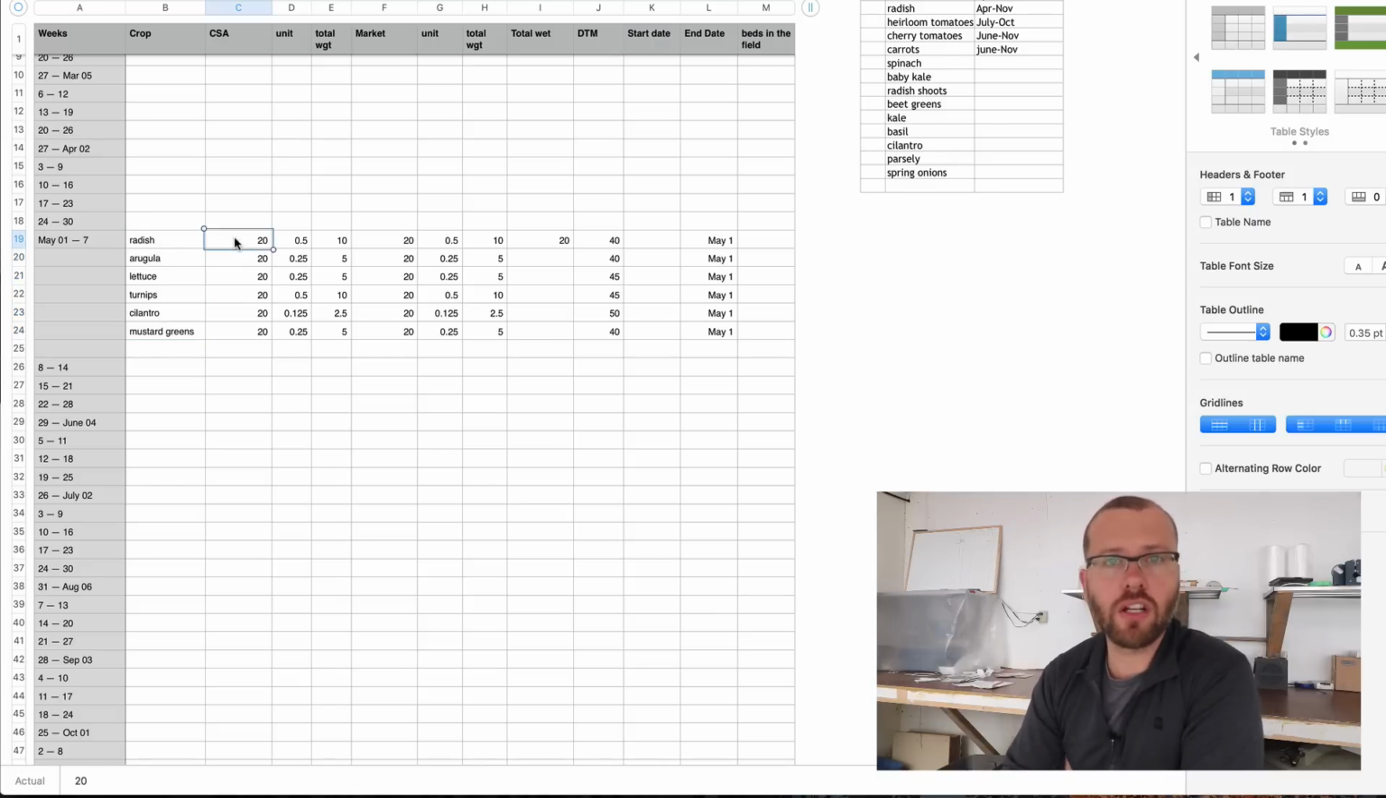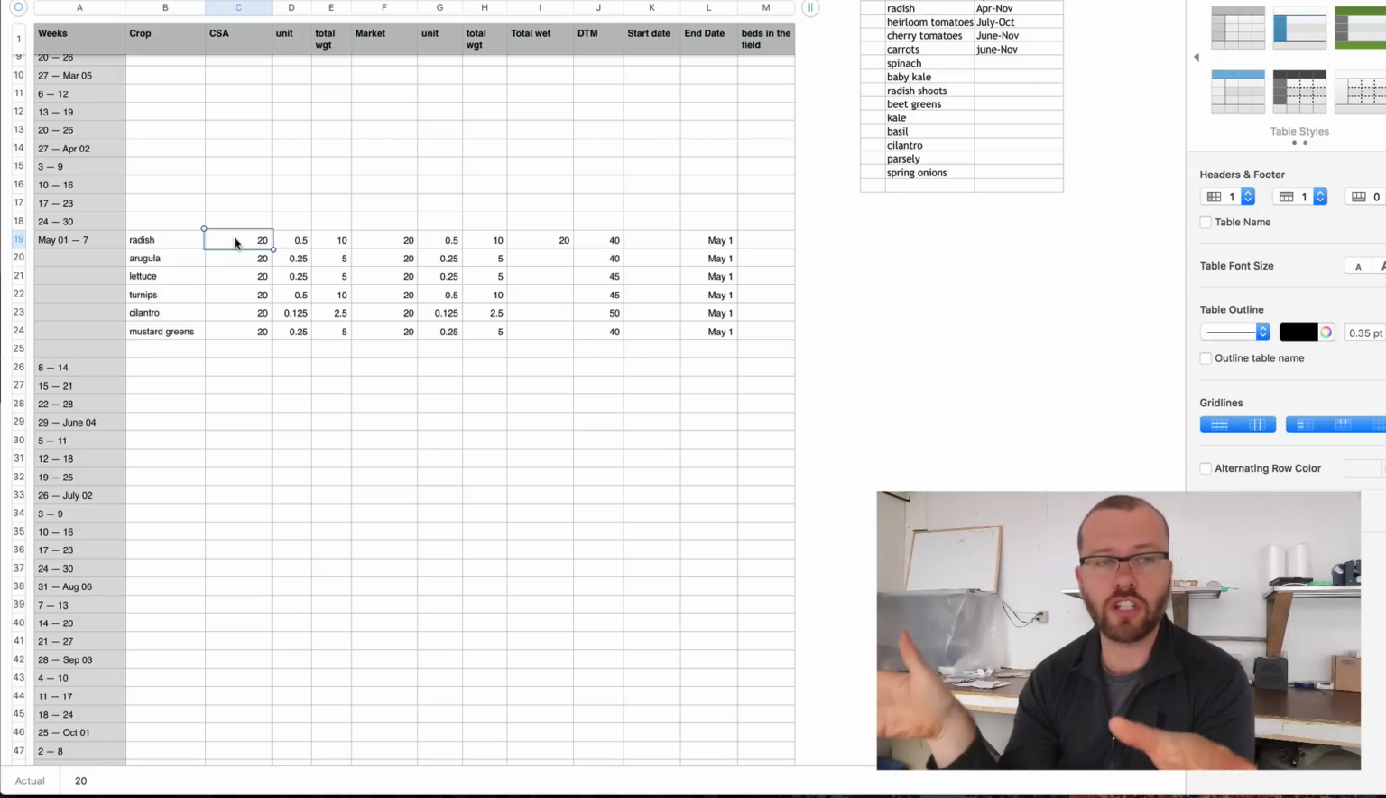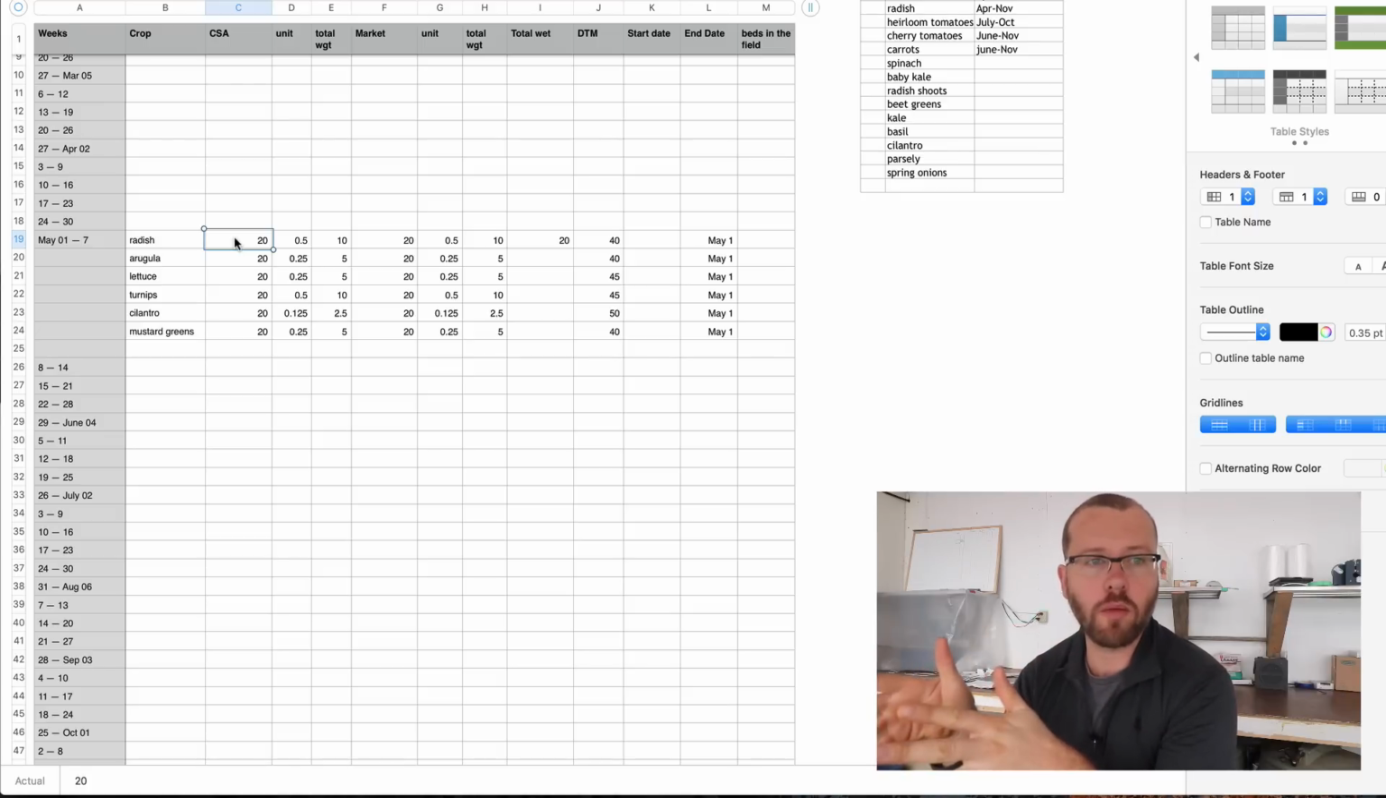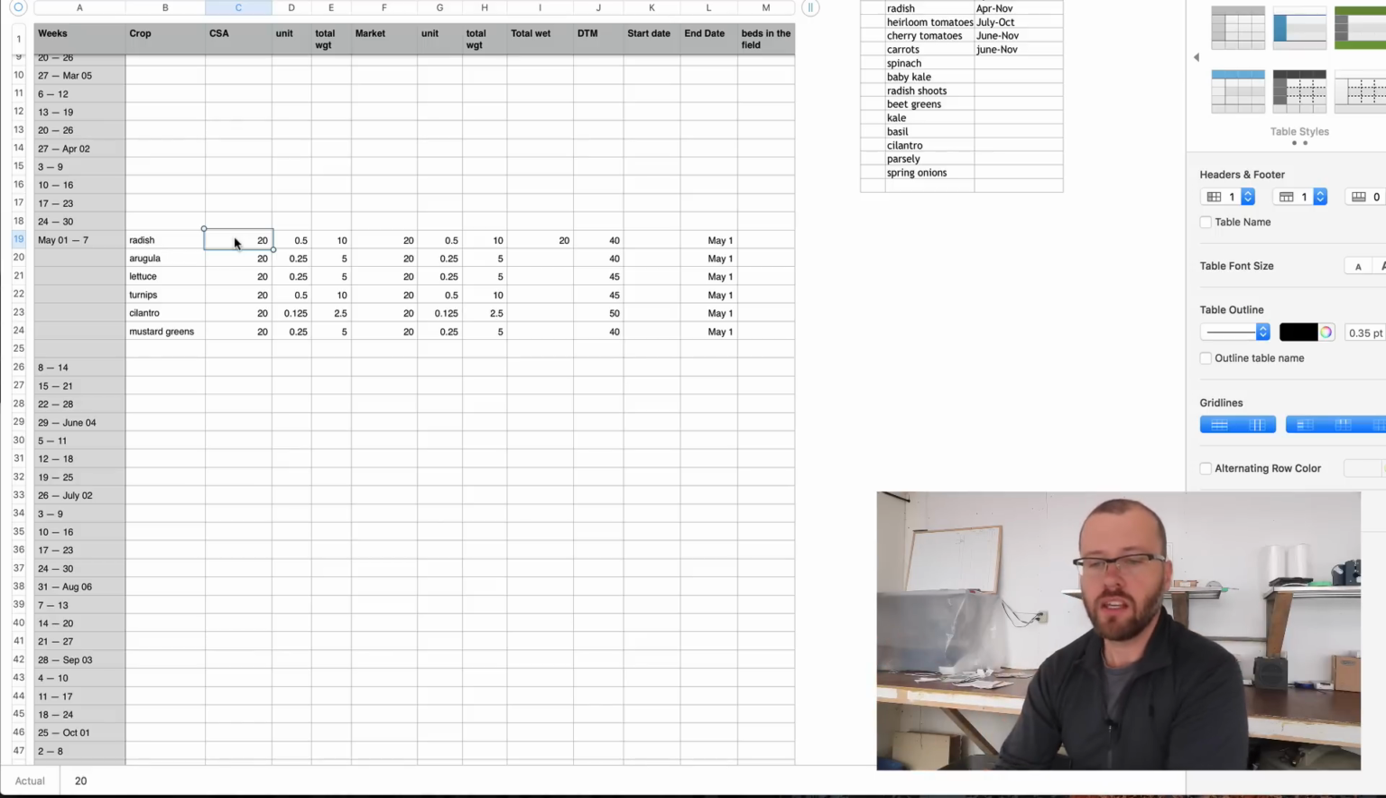And I might have a 20-member CSA program, and with CSAs it's really easy because you have a certain amount of boxes and you know exactly what's going to go in those boxes, and it's a guaranteed sale. Farmers markets are a little bit more complicated in the sense that you can plan to bring a certain amount of stuff, but it's not a guarantee you're going to sell it. So a CSA is a really easy way to plan a farm.